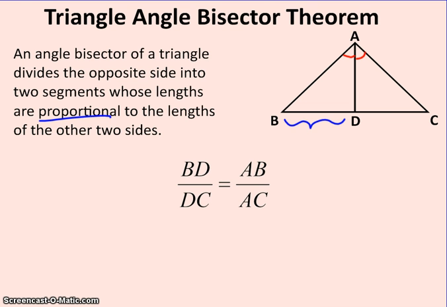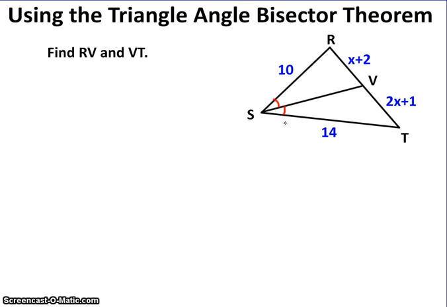So that means that BD divided by DC will be equal to AB divided by AC. Okay? So let's go ahead and try an example. Here I have an angle bisector and I need to find RV and VT. So the first thing I need to do is that the side opposite of the angle is proportional to the other sides of the triangle.